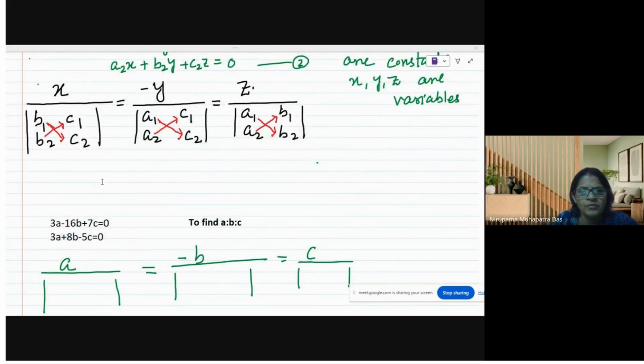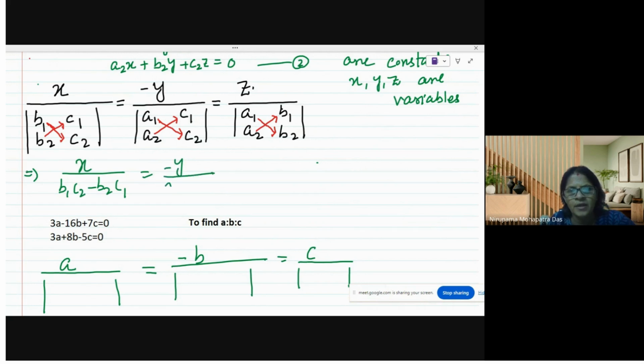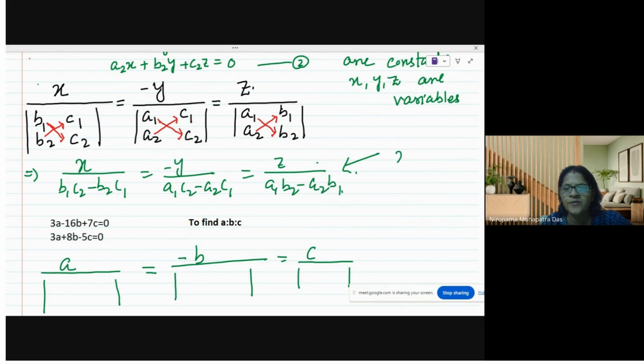And we know how to evaluate a 2 by 2 determinant. So this will give us x by b1c2 minus b2c1 equals minus y by a1c2 minus a2c1 equals z by a1b2 minus a2b1. So this strategy will give us how to find the ratio of x is to y is to z.